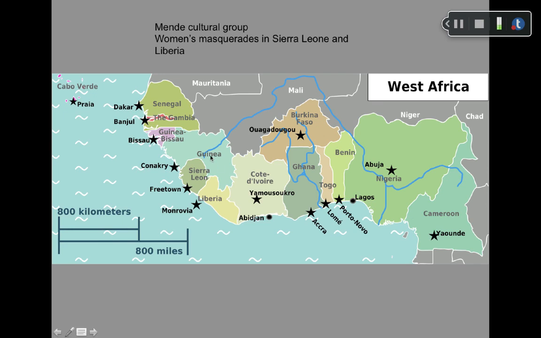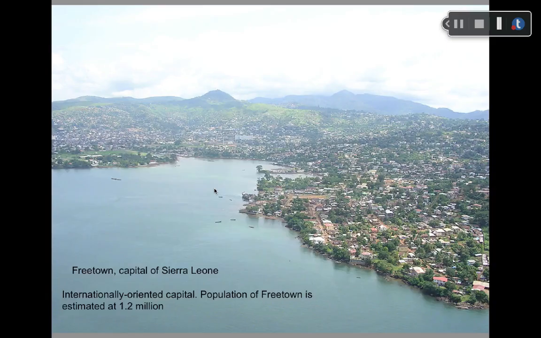And just to give you an idea of where we are here again, we're in Western Africa. Sierra Leone and Liberia are the two areas where we have a lot of these masquerades taking place. Freetown is just a gigantic city. It's the capital of Sierra Leone. It's internationally oriented. Its population is estimated at 1.2 million. So this is not like your typical ideas that we might have associated with African cities.